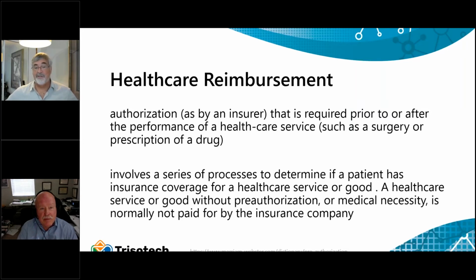So healthcare reimbursement normally involves a series of processes to determine if a patient has insurance coverage for a specific healthcare service or a specific healthcare good. A service or good without pre-authorization or medical necessity is normally not paid for by the insurance company. So that means a big impact to the patient and also to the provider.